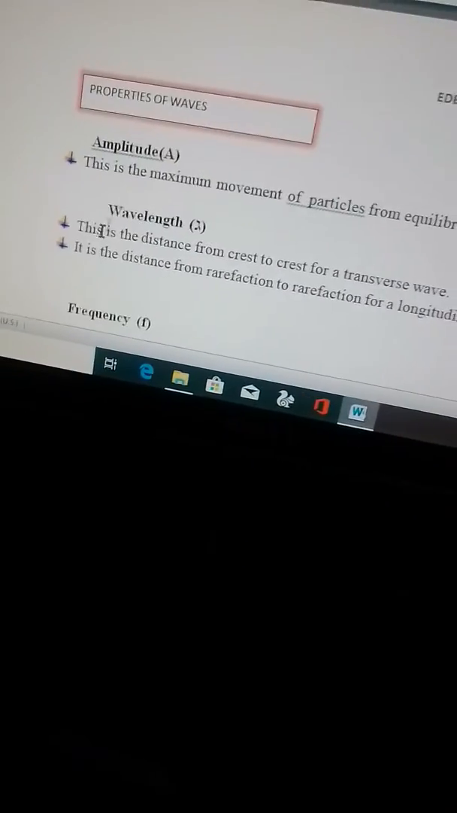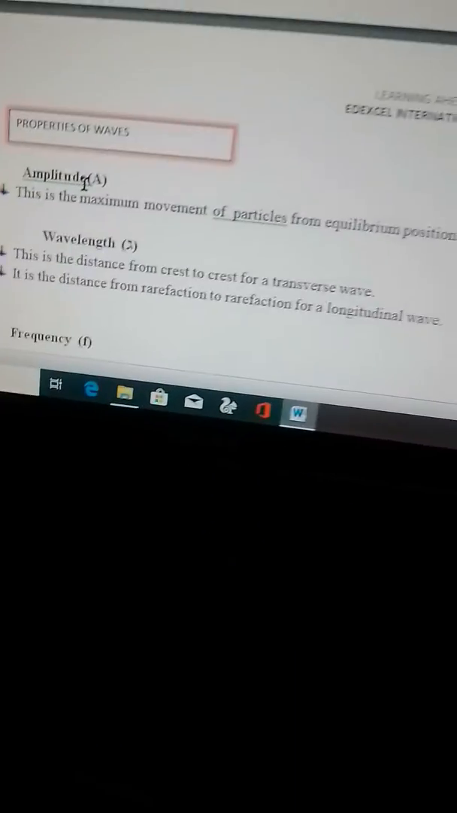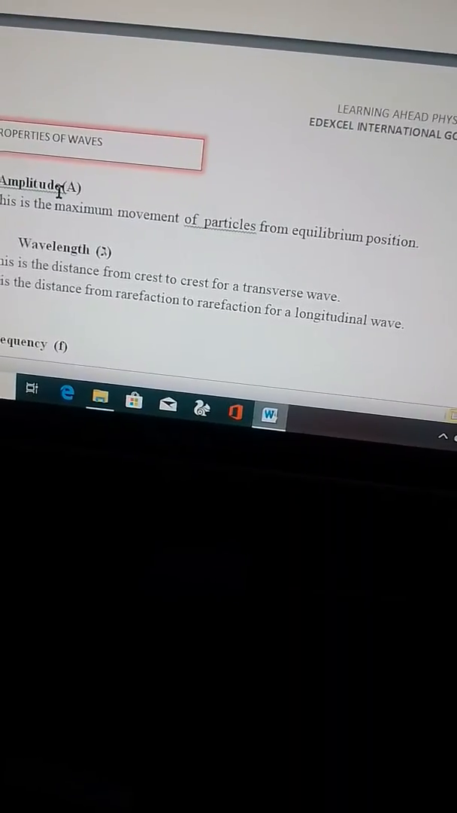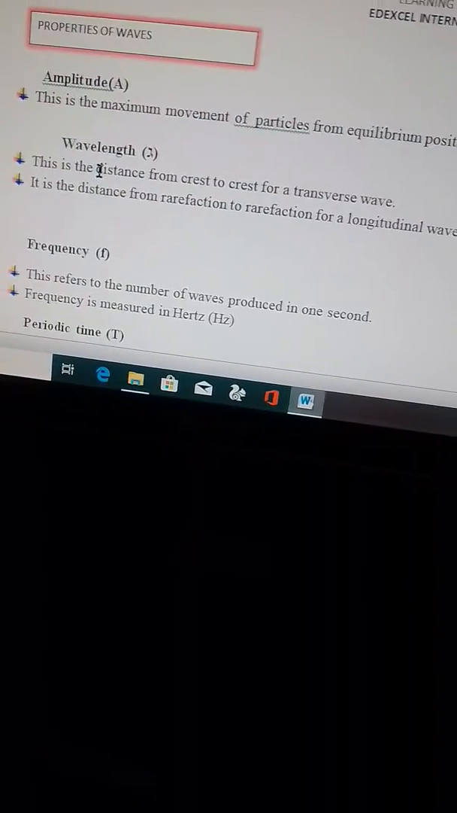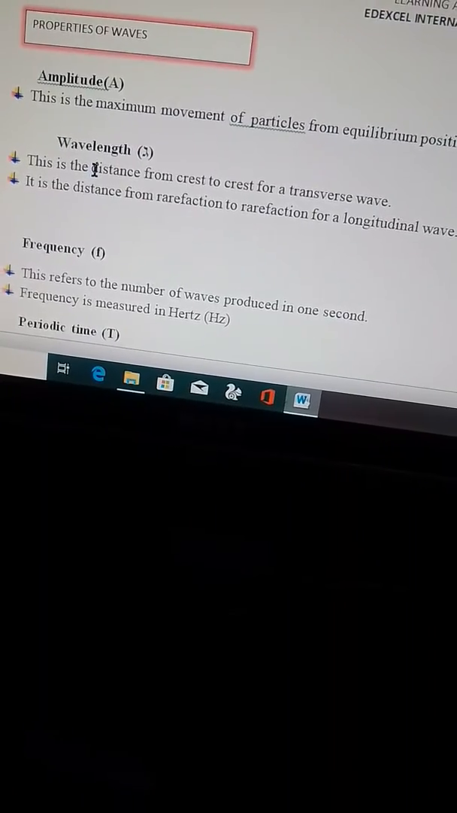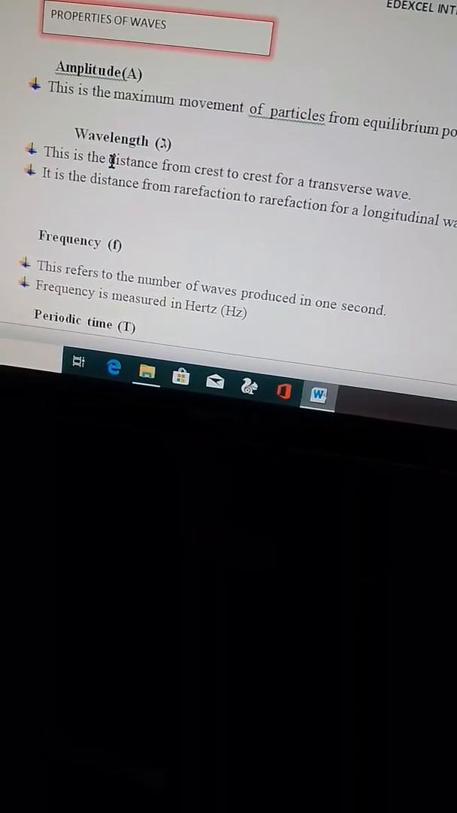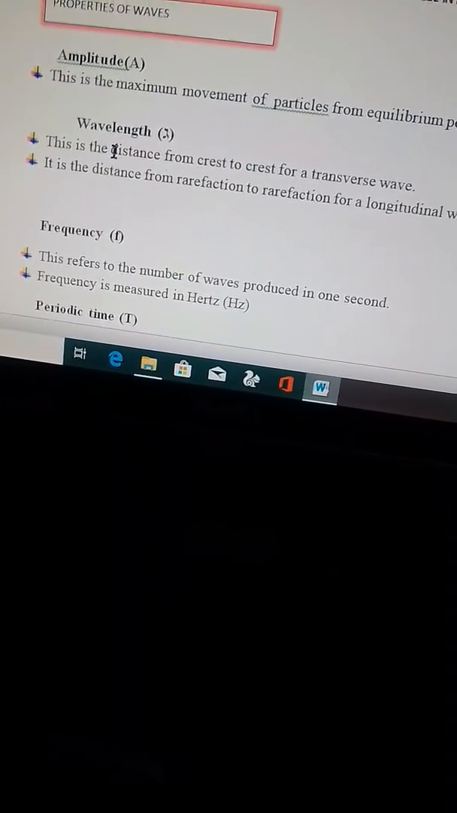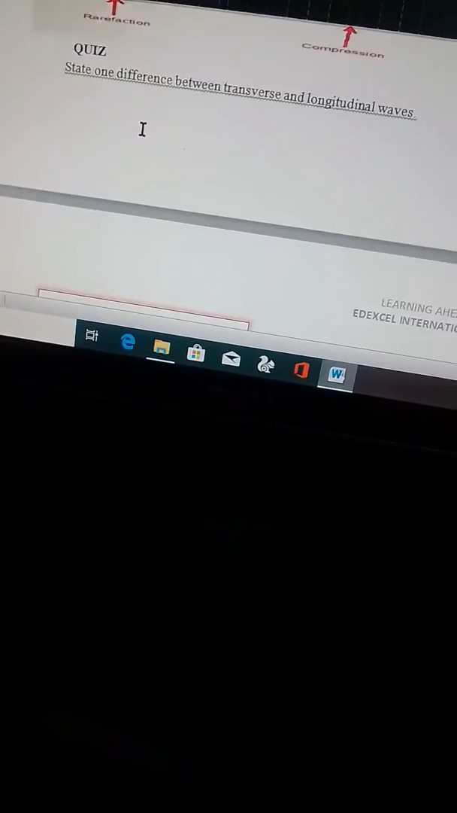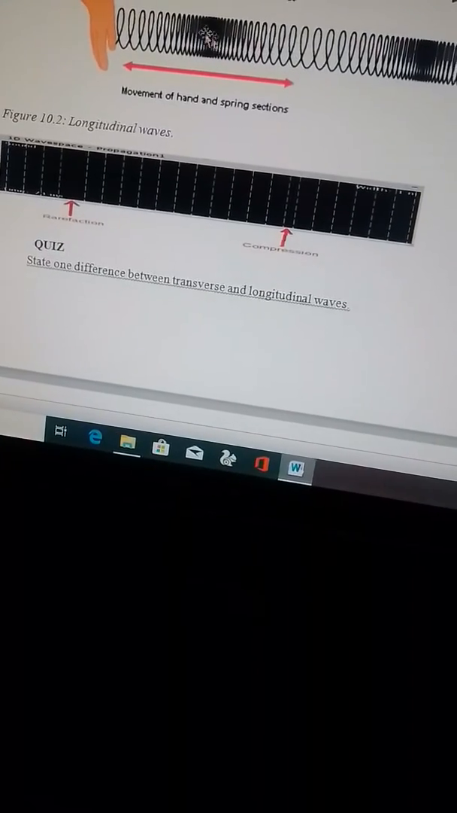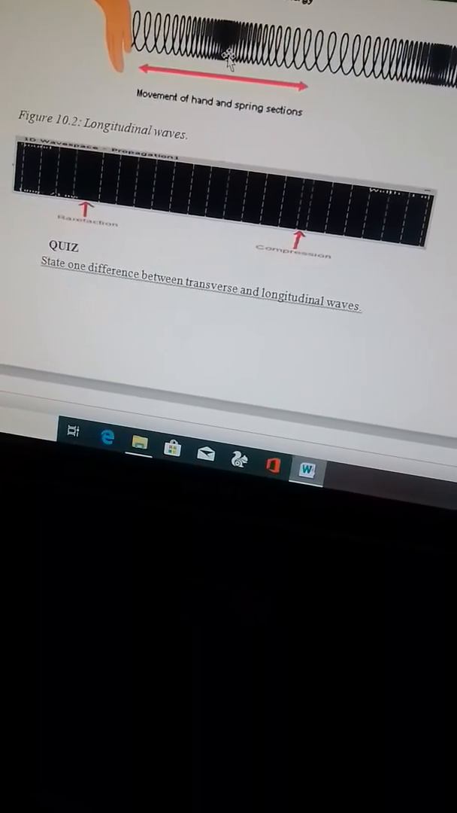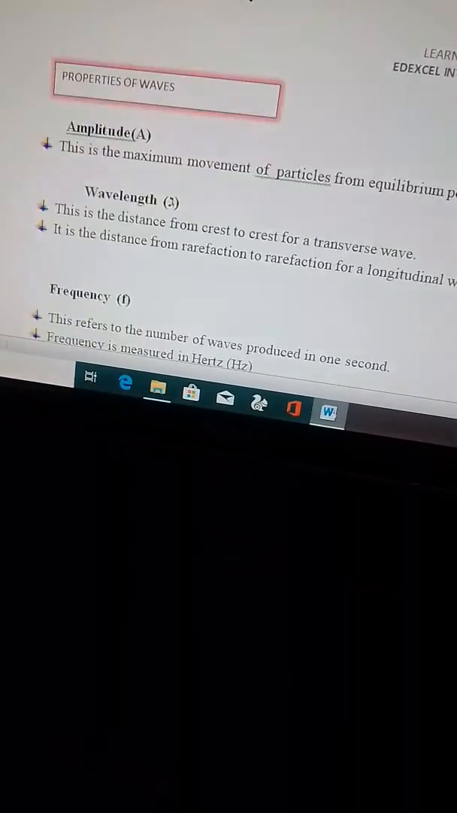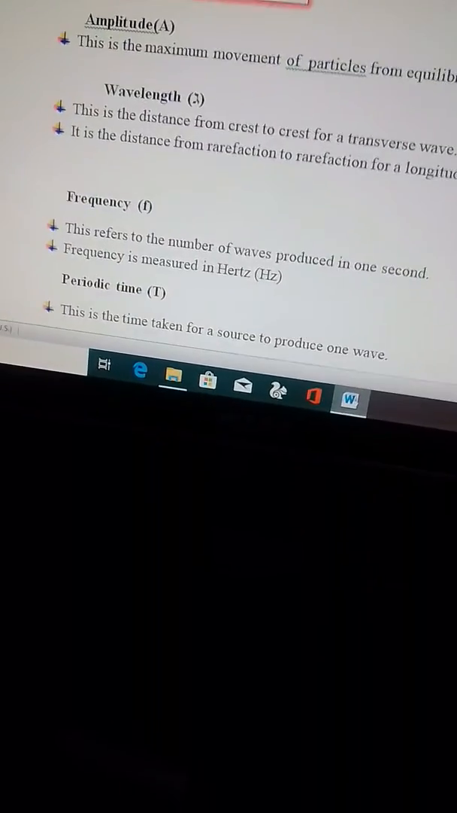So we'll be defining these key terms. The first term is amplitude. This is the maximum movement of particles from equilibrium position. Wavelength. This is the distance from crest to crest for a transverse wave. It is the distance from rarefaction to rarefaction for a longitudinal wave. I want to show you what is a rarefaction. This point is a rarefaction. Then this point here is a compression. Compression is a point of high pressure, where rarefaction is a point of low pressure.